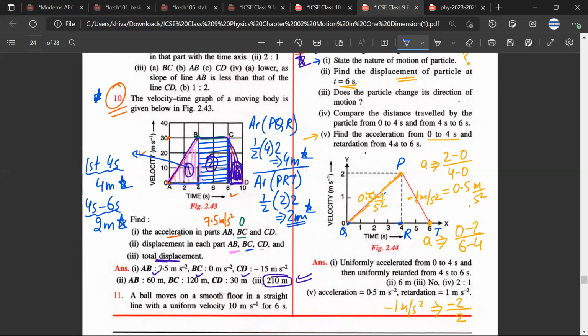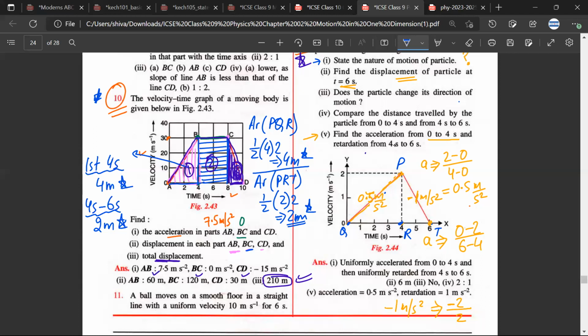State the nature of motion of the particle. Of course, it accelerates from 0 to 4 seconds, and then it decelerates from 4 to 6 seconds. It starts with a velocity, reaches a peak velocity of 2 meter per second, and then it stops. Do we agree to this? Yes, sir.